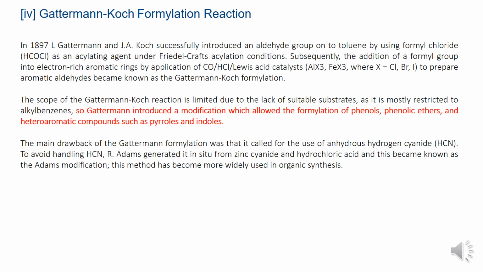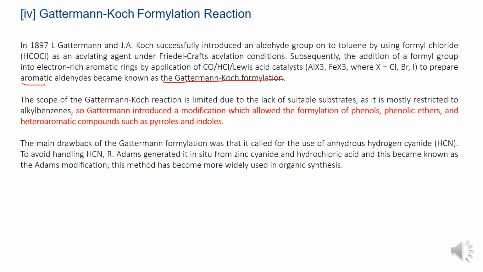Subsequently, the addition of a formyl group into an electron-rich aromatic ring by the application of a Lewis acid catalyst like AlCl3, FeCl3, ferric chloride, aluminum trichloride, to prepare aromatic aldehydes became known as Gattermann-Koch formylation.